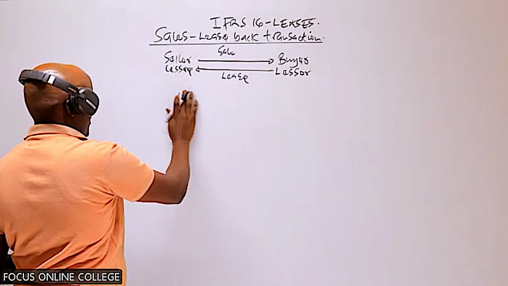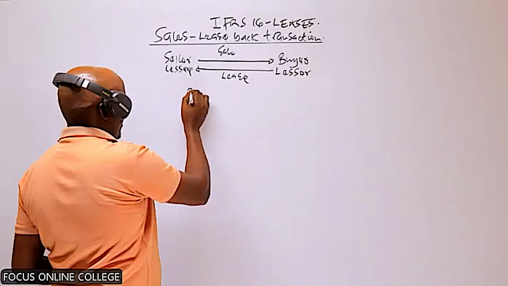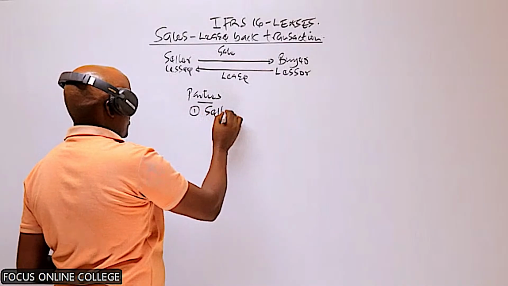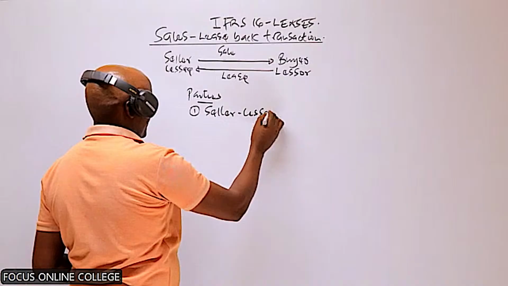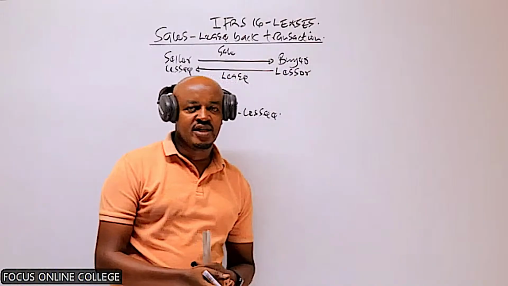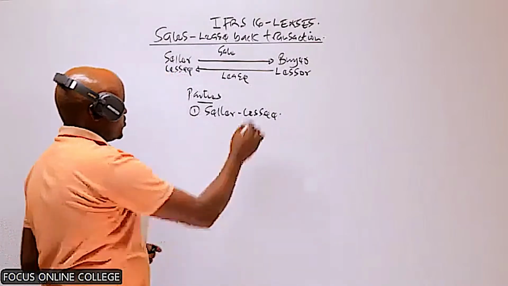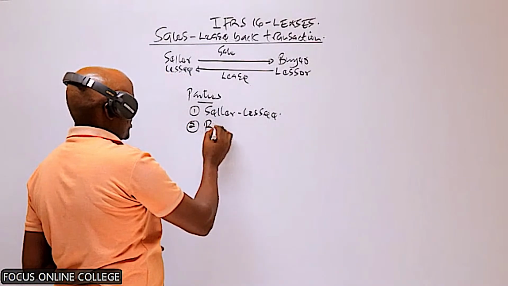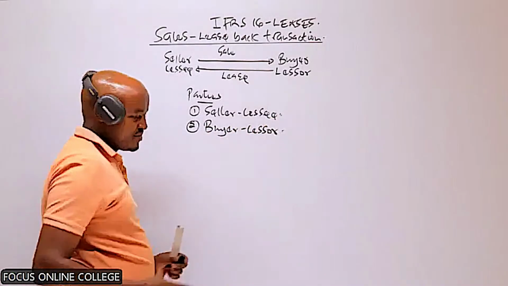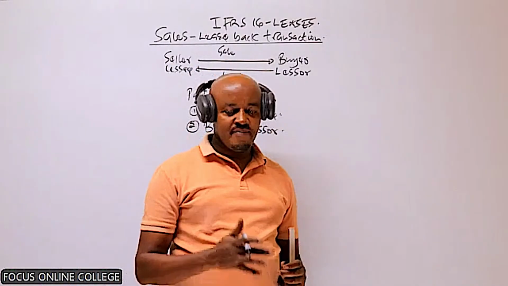So in a sale and leaseback transaction, we have two parties. Number one, the first party is called the seller-lessee. This is the company or entity which is selling the asset and immediately leasing it back. Number two, the other party is called the buyer-lessor. The buyer-lessor is the company which is buying the asset and immediately leasing it back to who? To the seller-lessee.